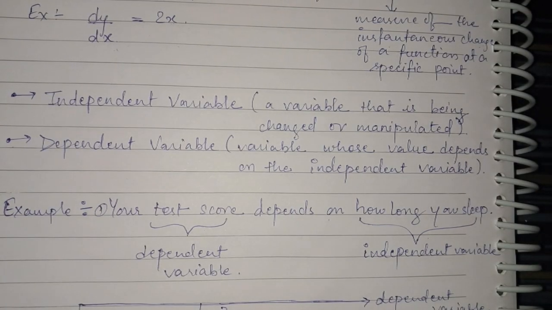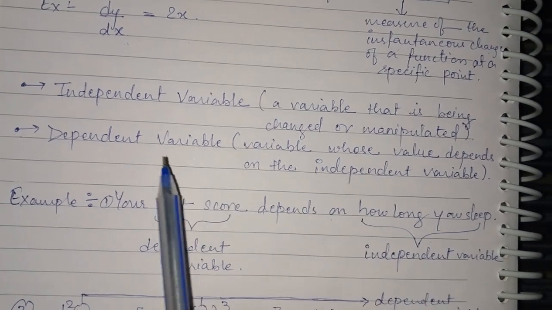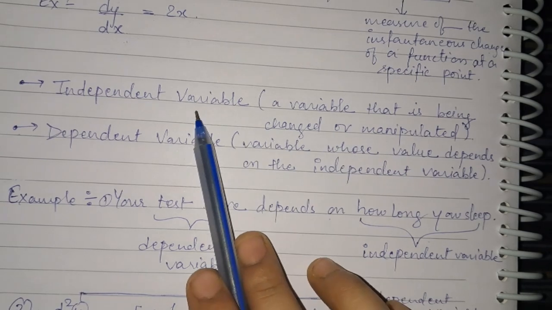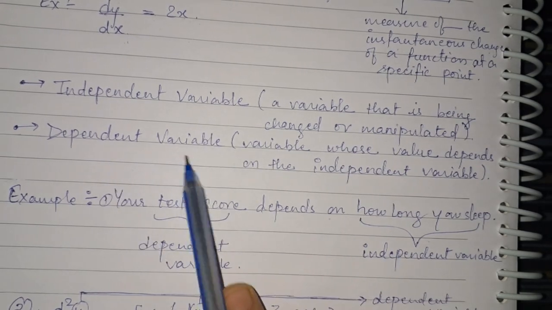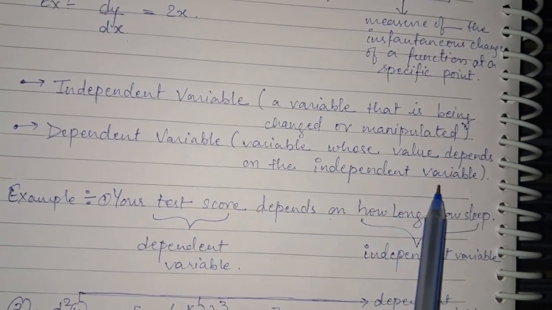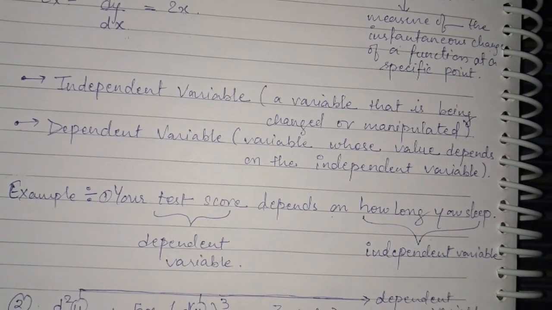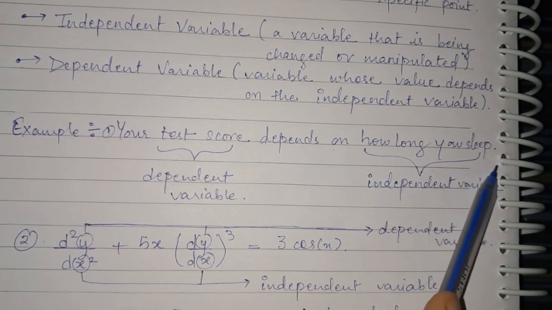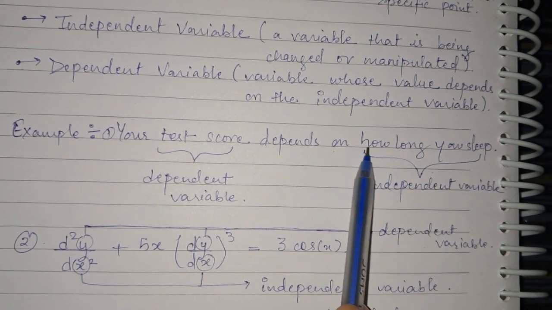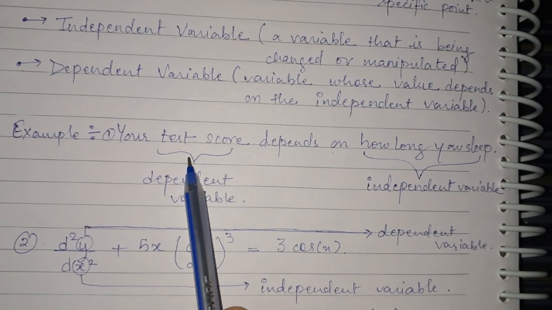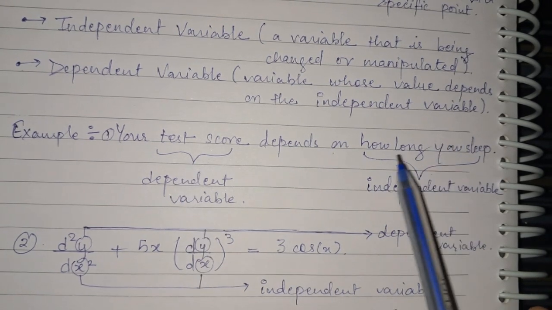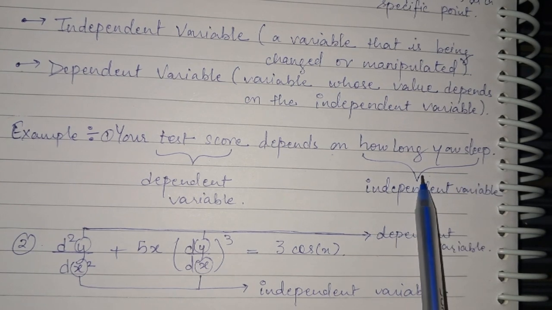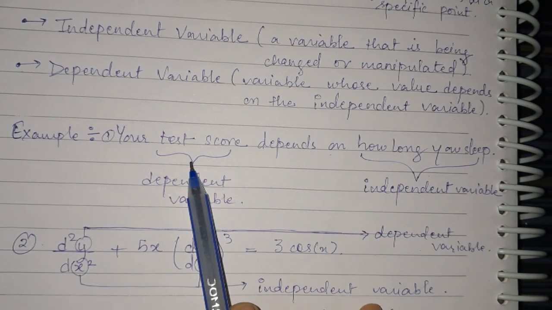Now the next thing that comes is the independent variable. A variable that is being changed or manipulated is known as an independent variable. A dependent variable, a variable whose value depends on the independent variable, is known as a dependent variable. For example, your test score depends on how long you sleep. How long you sleep will affect your test score. So this can be changed, this is in your control. But test score, you cannot change it.